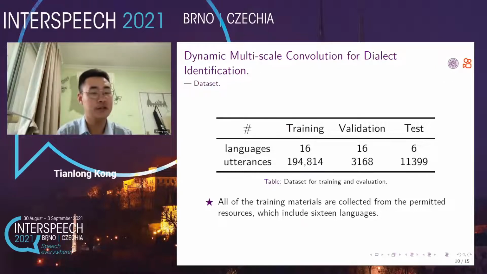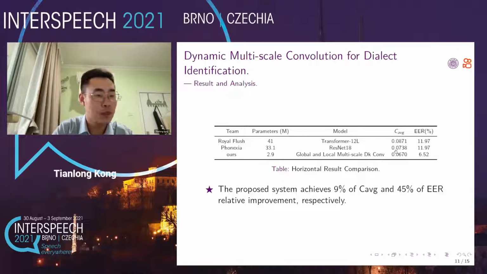In the OLR Challenge 2020, additional training materials are forbidden to participants, and the permitted resources are several specified datasets. We leverage AP17 OL3, AP17 OL test, AP18 OL test, AP19 OL DV, AP19 OL test, and AP20 OL dialect as our training set for the dialect task. All of the training materials are collected from permitted resources, which include 16 languages. The dialect identification is evaluated and ranked in the OLR Challenge 2020.